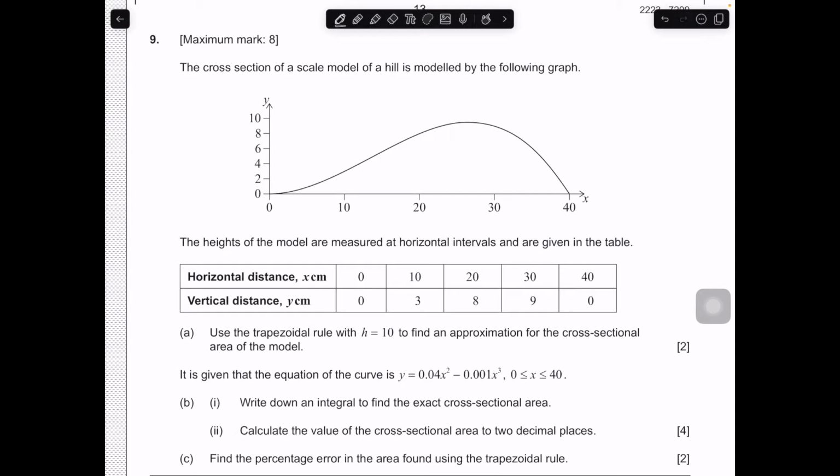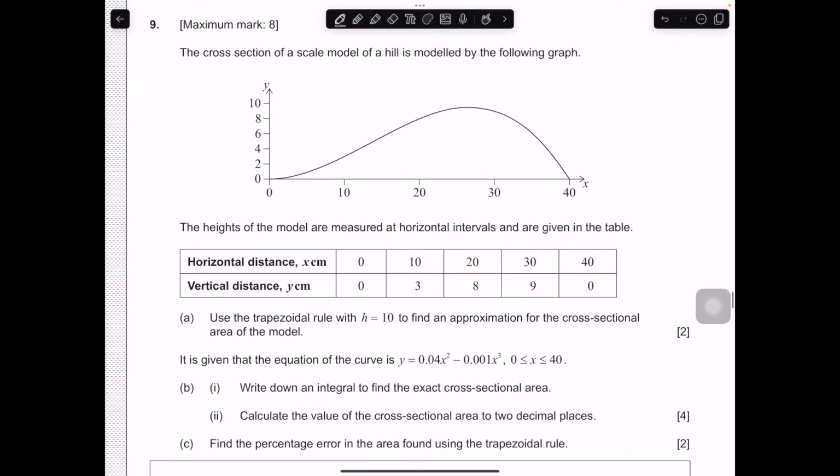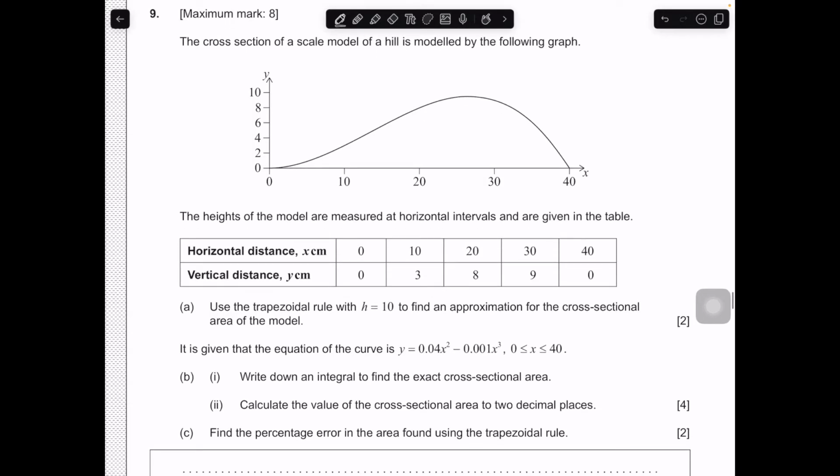All right, looks intimidating, but I don't think it's all that bad. Question 9. The cross-section of a scale model of a hill is modeled by the following graph. Here we've got this graph here. It looks like a cubic function, and it is. The heights of the model are measured at horizontal intervals and are given in the table. So the heights of the model are given at horizontal intervals.